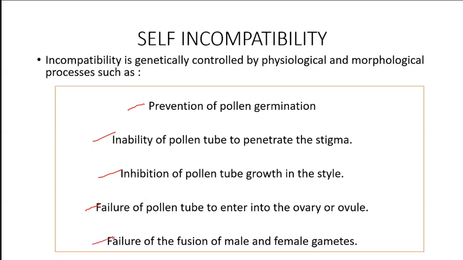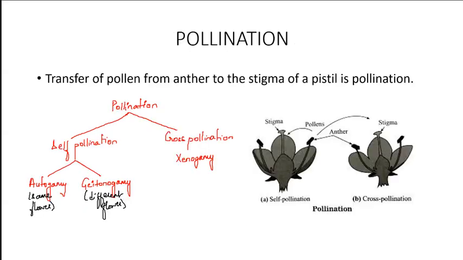Clear? Now another very simple one I have included: pollination, which is the germination of the pollen grain. The landing of the pollen on the stigma and subsequent germination of the pollen is known as pollination. So it can be self-pollination or cross-pollination.